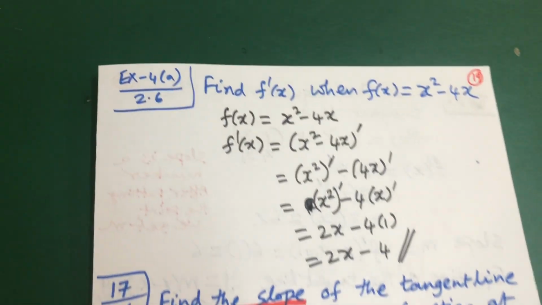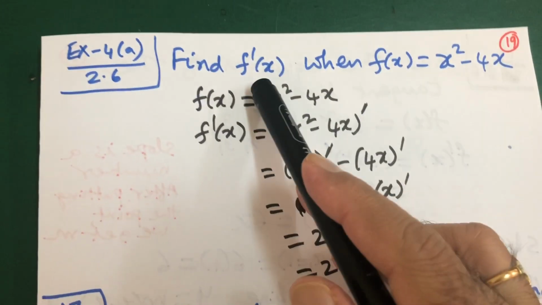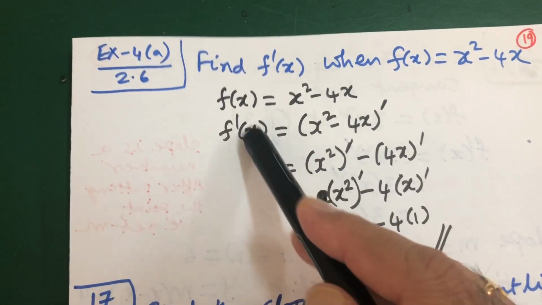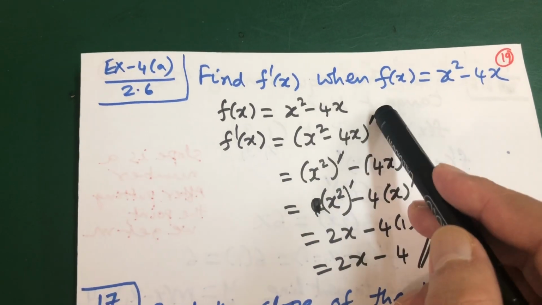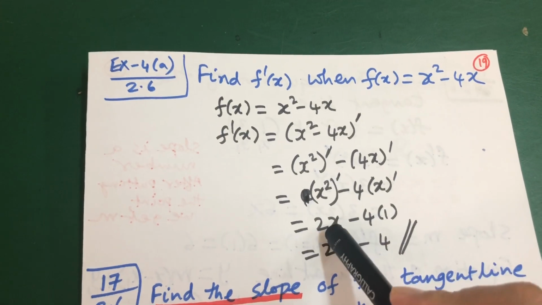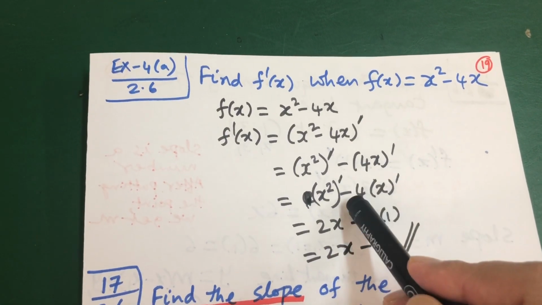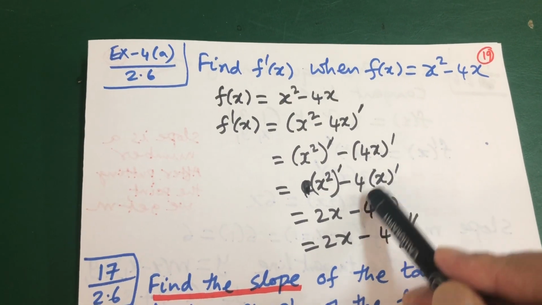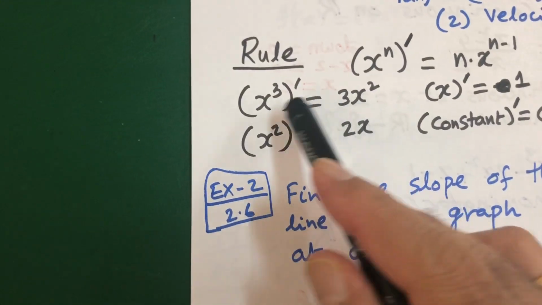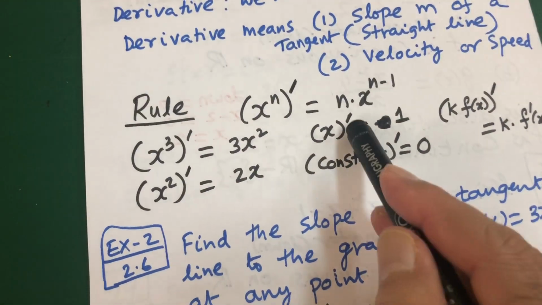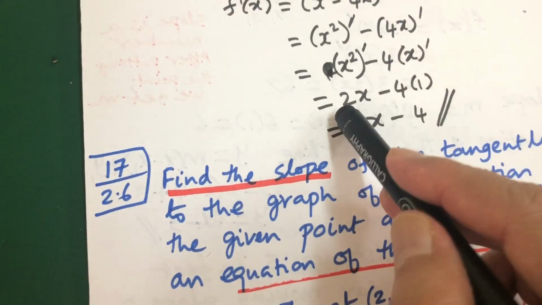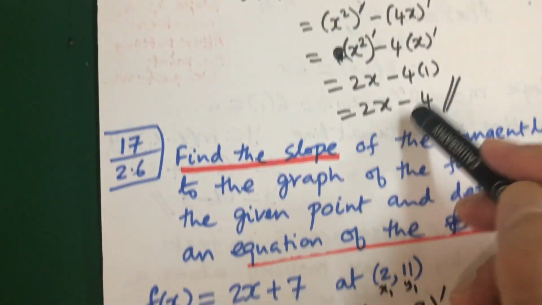Maybe 2-3 problems are there. Find f dash x when f(x) is equal to x squared minus 4x. f dash x means the derivative of x squared minus 4x. Dash means derivative. The derivative of x squared is 2x. For 4x, whenever x is there, 4 will not participate, only x will participate in the derivative. The derivative of 4x is 4 times 1. You have to remember that the derivative of x cubed is 3x squared, x squared is 2x, and x is 1. So 2x minus 4 is the answer.